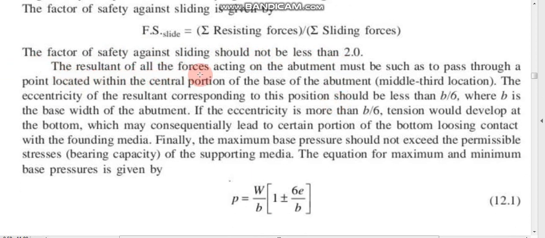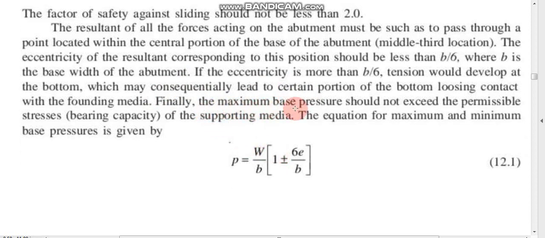The resultant of all the forces acting on the abutment must pass through a point located within the central portion of the base of the abutment. The eccentricity of the resultant corresponding to this portion should be less than b by 6, where b is the base width of the foundation. So eccentricity should be less than b by 6. If the eccentricity is more than b by 6, tension will occur at the bottom and it may fail the abutment. Therefore, finally the maximum base pressure should not exceed the permissible stresses.